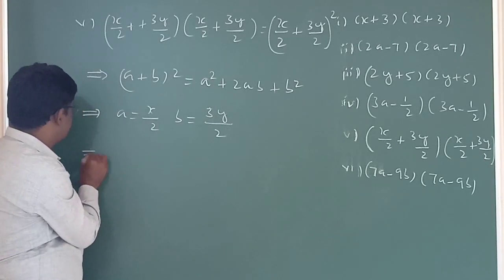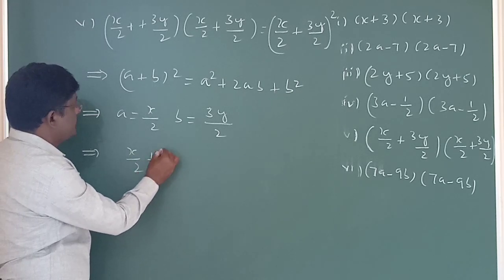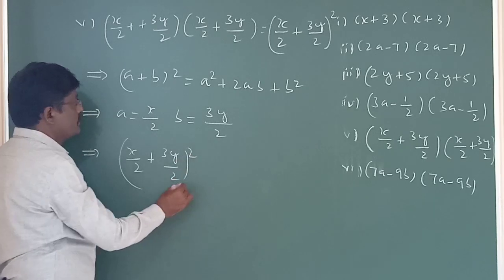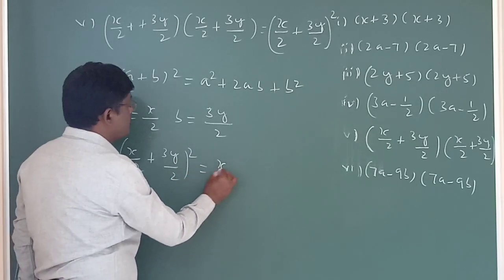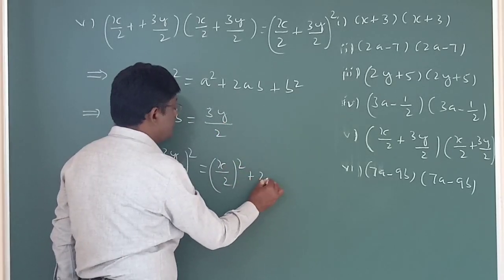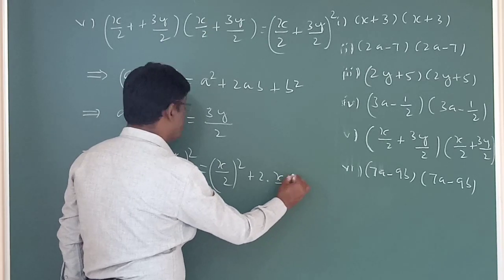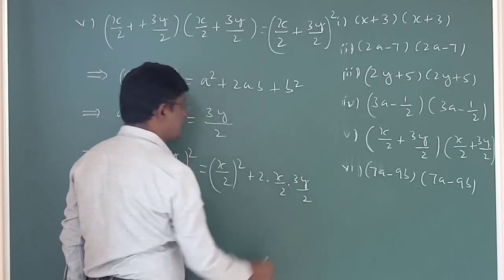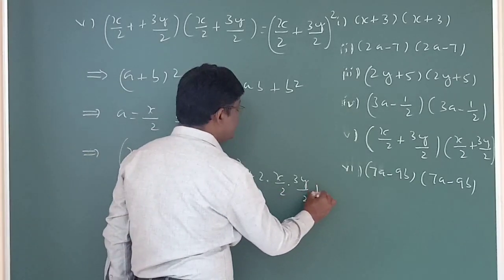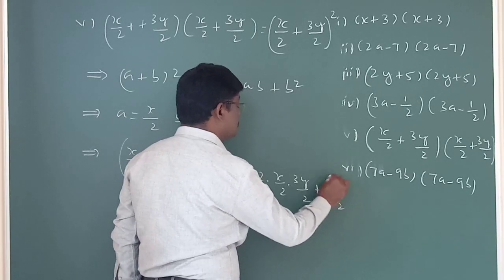This implies, now just simple substitution, x by 2 plus what is b, 3y by 2 whole square equal to x by 2 whole square, a square plus 2ab, 2 into a, x by 2 into b, 3y by 2. Because nowhere we find minus, therefore we could write directly like this, plus b square, b is 3y by 2 whole square.